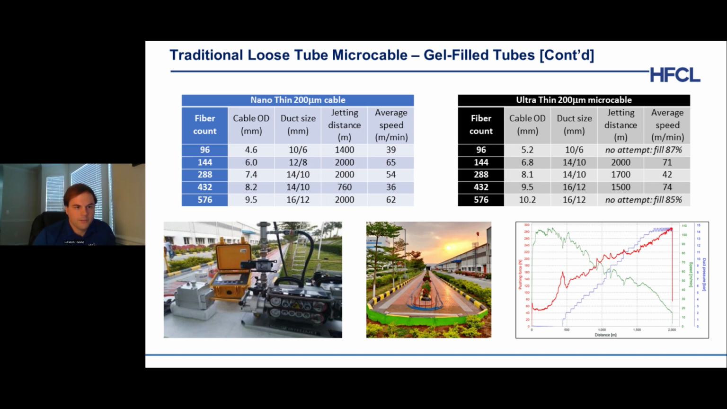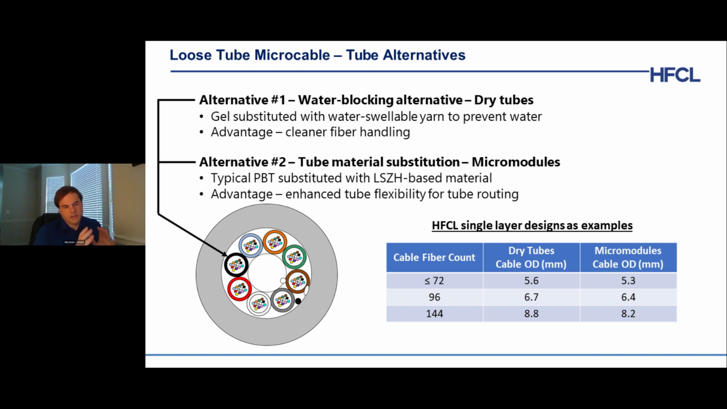Okay, moving on to slide 15. So we've talked about the PBT gel filled tubes. So what alternatives are out there in terms of the tube itself? Alternative number one, you may be wanting a dry tube configuration as opposed to gel filled. That helps with cleaner fiber handling relative to the gel filled type tube. And how's that accomplished? It's accomplished in our design with a water soluble yarn as opposed to the gel itself.